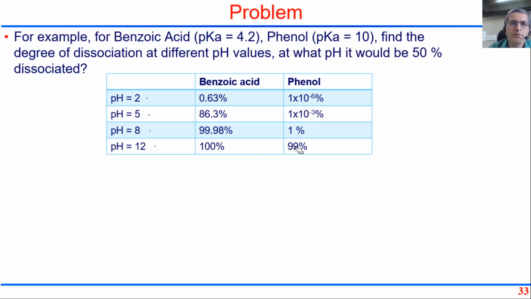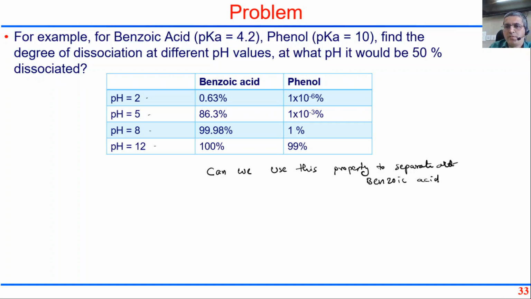Now, can you think of how to make use of this property to separate benzoic acid from phenol? Can we use this property to separate out benzoic acid and phenol? So what this means is that benzoic acid is a stronger acid as compared to phenol, isn't it?